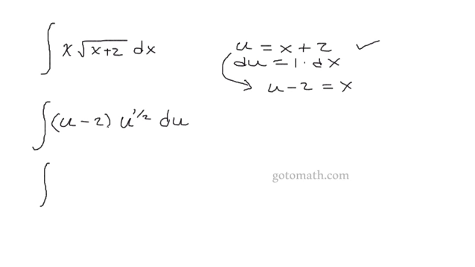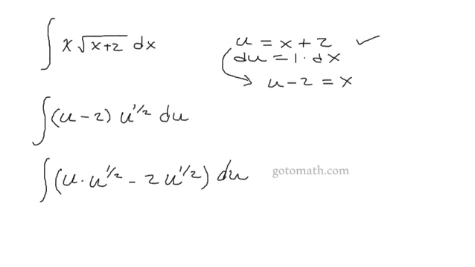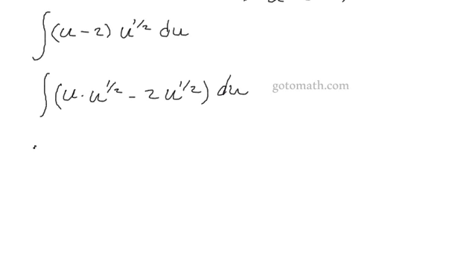Now I'm going to distribute this u across inside the parentheses. So we have u times u to the half minus 2 times u to the half. Let's put parentheses around all this, and then times du. But we still want to clean it up a little bit before we actually do any calculus. I should be writing equal signs here. We have 1 plus a half, so this becomes u to the 3 halves minus 2u to the half, and then du.